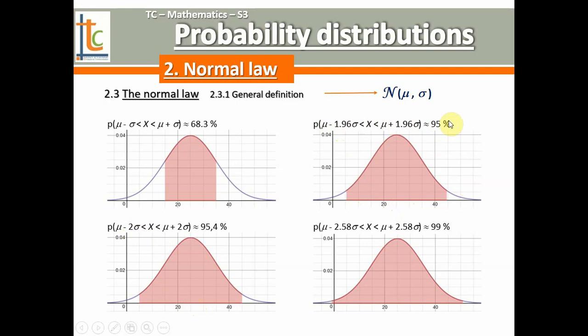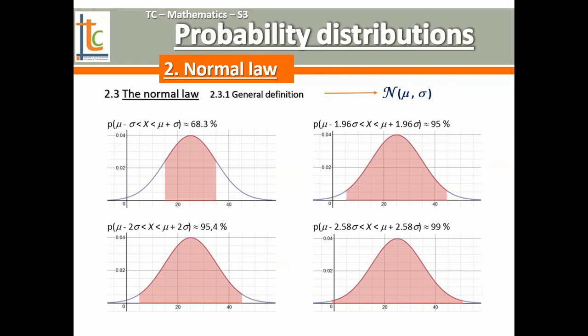95% of the possibilities. And if you want 99% of the possibilities as a centered interval, you have to consider 2.58 standard deviations of variations in addition or in subtraction from the mean.